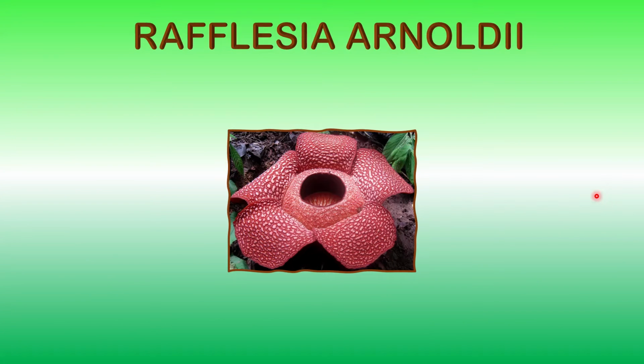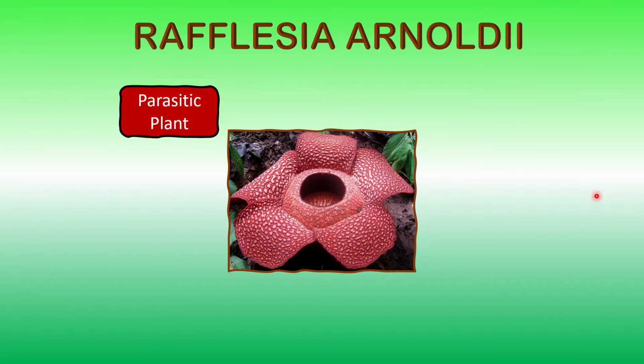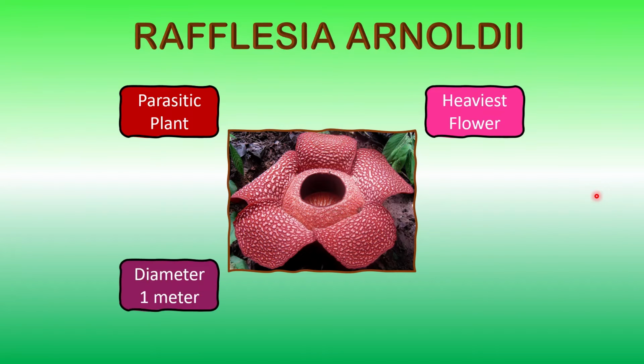Rafflesia arnoldii is the second plant we saw in the examples. It is a parasitic plant and it has the biggest and heaviest flower in the world. Its flower's diameter is 1 meter and it is found in the forests of Malaysia.